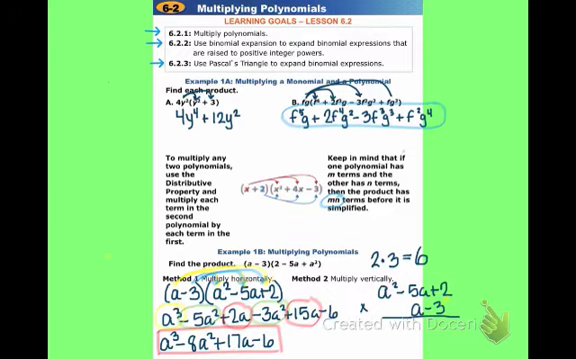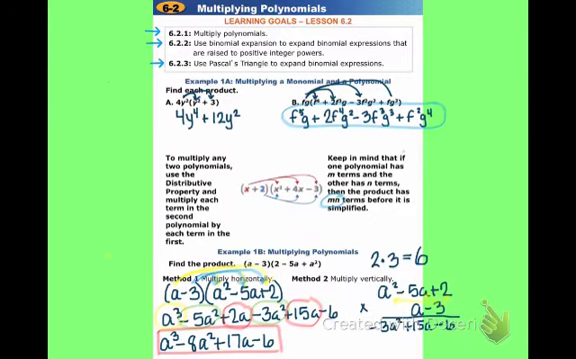So I'll go the negative 3 times the 2, the negative 3 times the negative 5a, and the negative 3 times the a squared. And that's going to give me, let's see, negative 6, and then positive 15a, and then negative 3a squared.